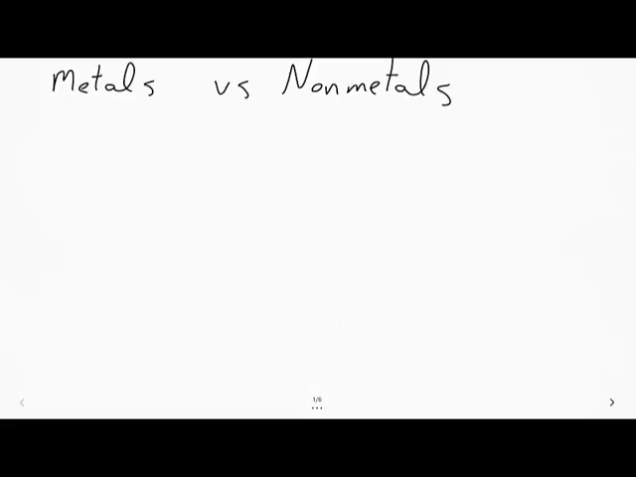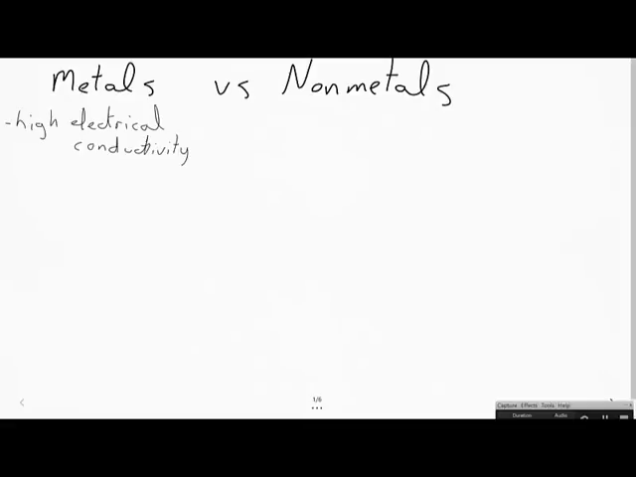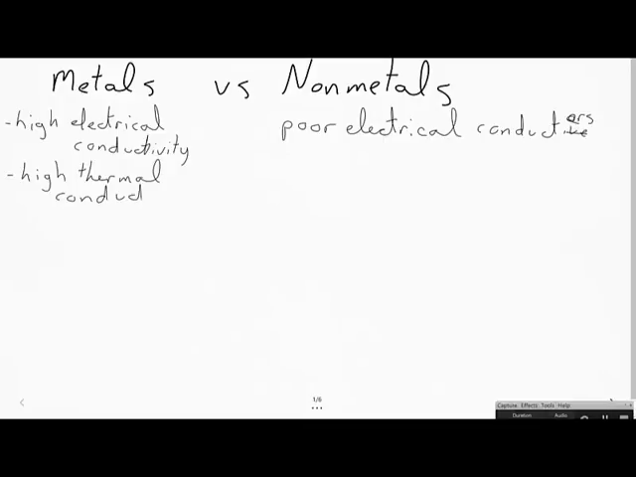So if we look at metals first, metals have high electrical conductivity, whereas nonmetals are poor electrical conductors. And as you can probably guess already, most of these are going to be opposites of each other. Metals have high thermal conductivity, so not only are they good conductors of electricity, but they are also good conductors of heat, which you know if you've ever done any baking, because your pans get really hot in the oven, whereas nonmetals are really good heat insulators.